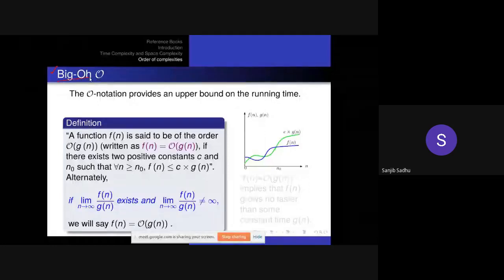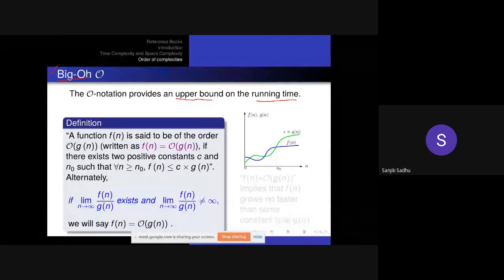Big O. Don't write small o in the exam. Small o is different. Okay, so whenever you write O, you should make it larger so that everybody understands that this is the big O. So big O notation gives what, the upper bound on the running time. Upper bound means it will take not more than this, means upper bound.